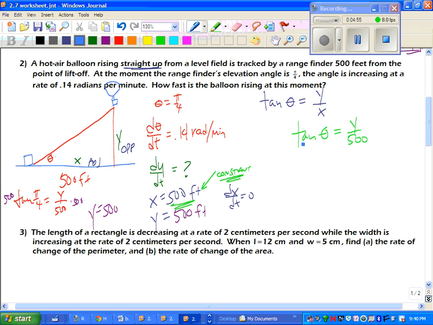We want to find dy dt, so we have to take the derivative of both sides. You may want to think of this a little differently. Instead of y over 500, think of it as 1 over 500 times y. A lot of you may have the tendency to say, I've got to use quotient rule if it's written like this. Well, 500 is just a constant. Thinking of it as 1 over 500 times y makes things a little bit easier. So if we take the derivative of tangent of theta, that's secant squared of theta, but we have to multiply by the derivative of theta, which is d theta dt, equals the constant stays out in front, times the derivative of y, so dy dt.